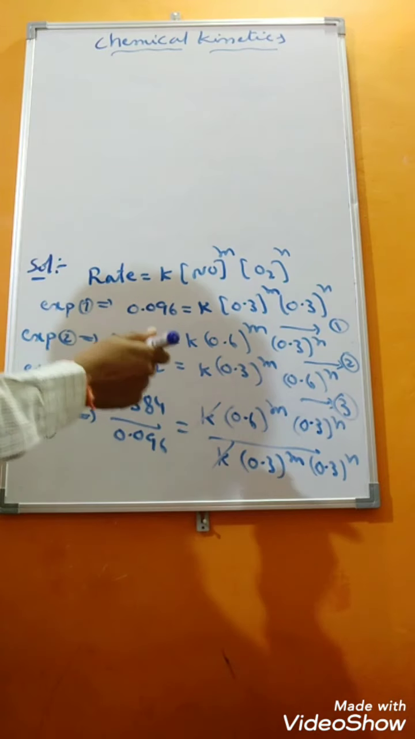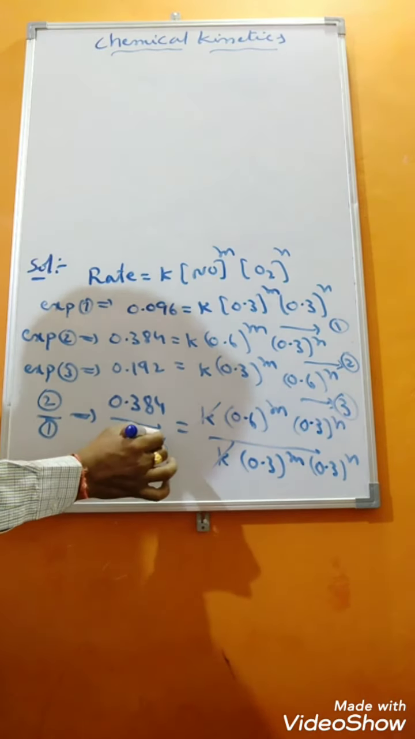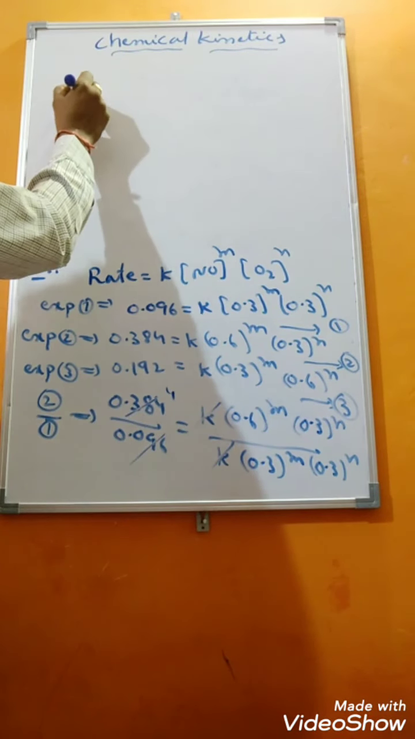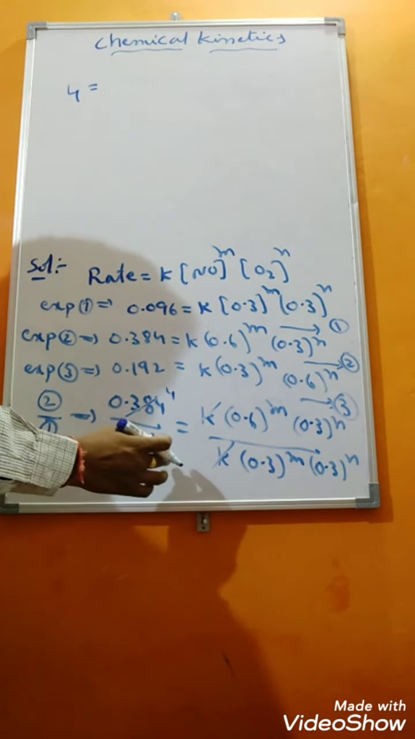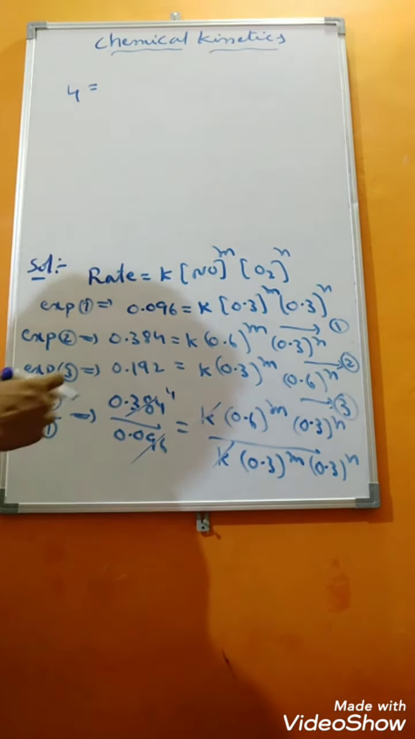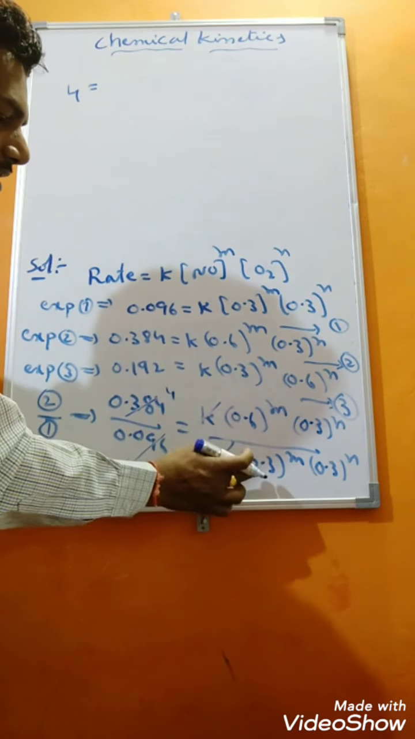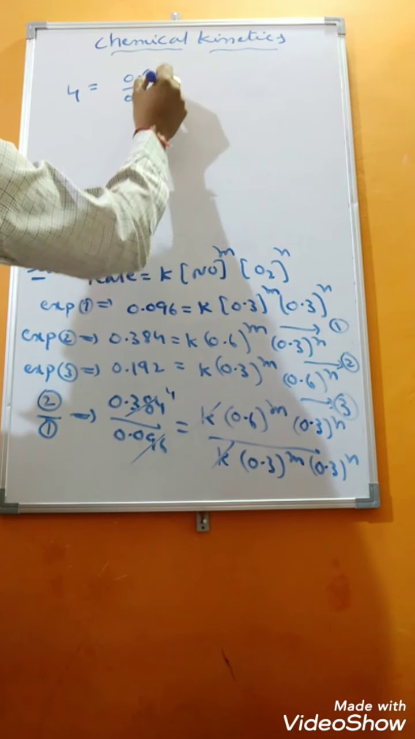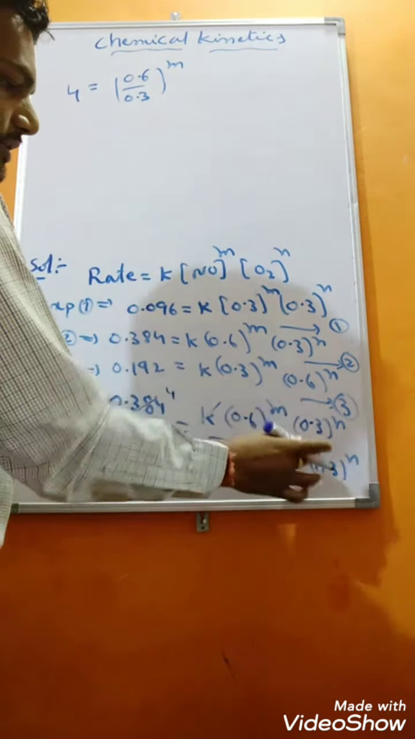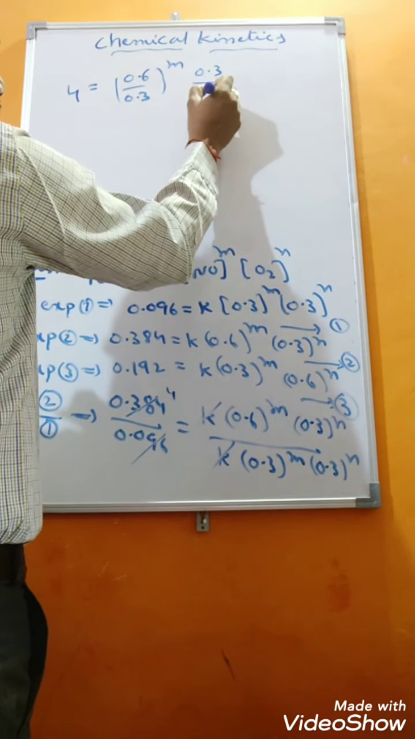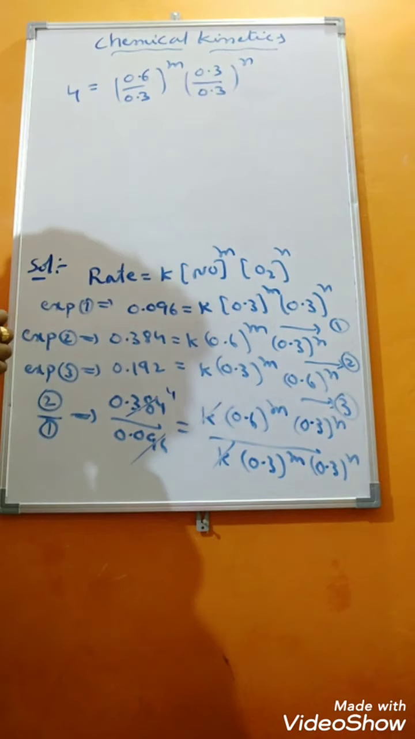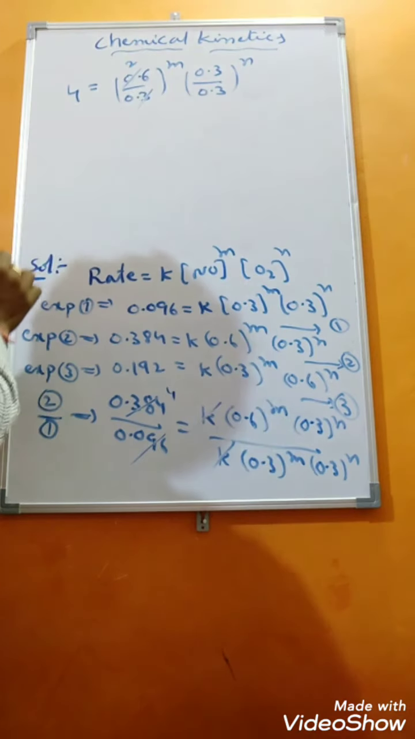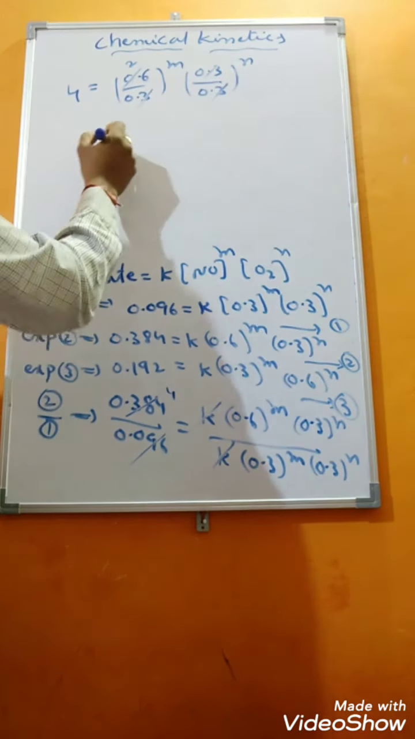Now you see here, 0.384 divided by 0.096 means how many times will it go? 4 times will go. So here 4 is equal to, since 4 into 0.096 is nothing but 0.384, this equals 0.6 and 0.3, both whole power m only. So we can also write it like this: 0.6 by 0.3 whole power m into 0.3 divided by 0.3 whole power n. Right, students? Can we write like this or not? Yes. Then how many times will 0.3 go here? 2 times. Here it is 1 time.